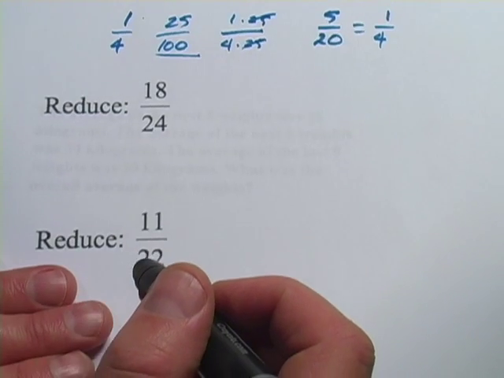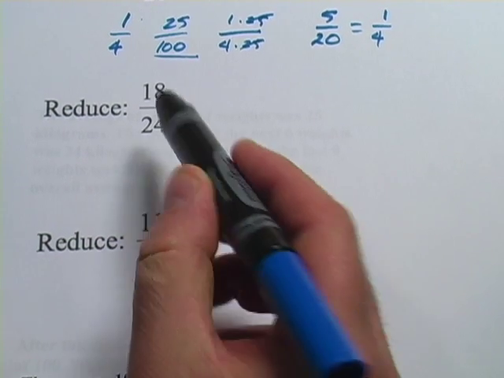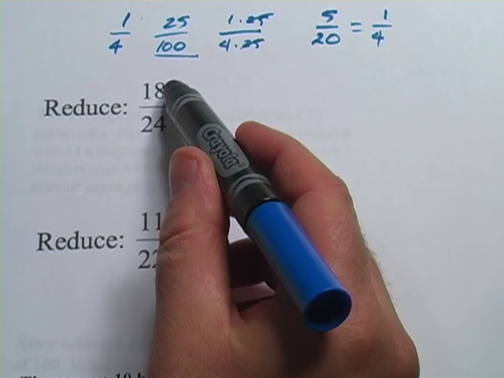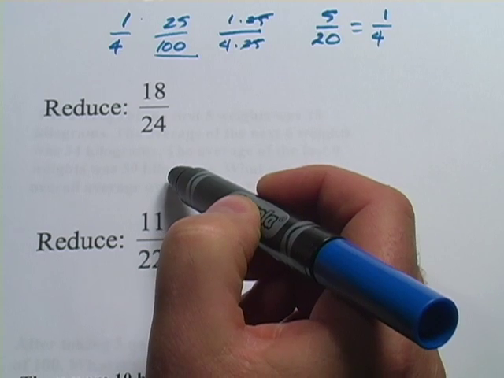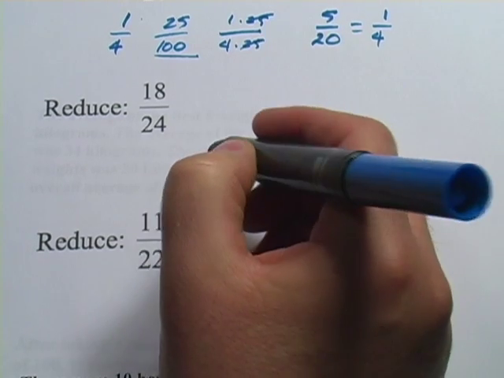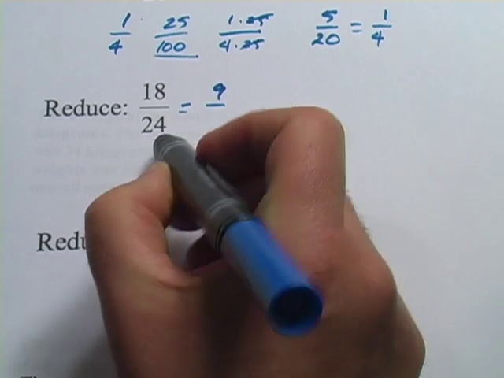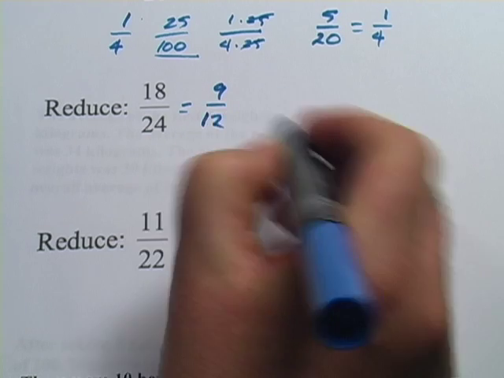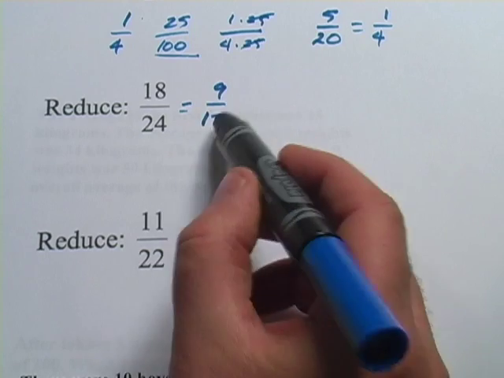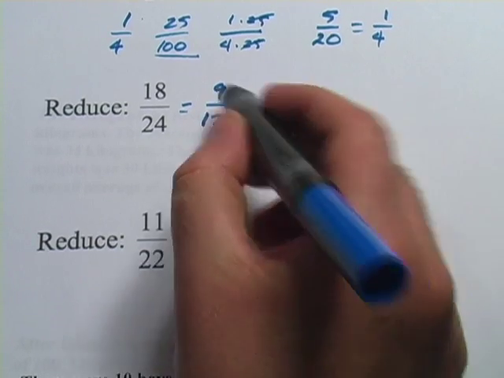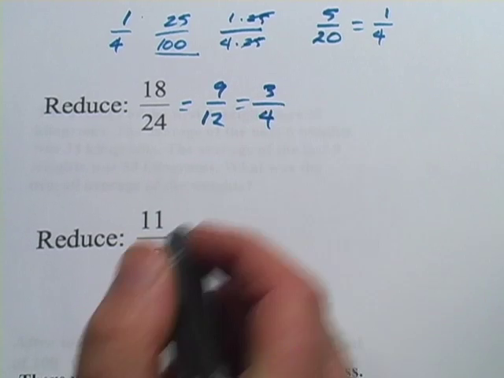Let's try a slightly harder one. 18 over 24, 18/24. One way to do this is dividing the top and the bottom by the same number. When you see even numbers on both, you know you can divide by 2. And you might want to start there and see where it takes you. So let's try that. 18 divided by 2 would be 9, and 24 divided by 2 would be 12. And then I would ask myself, what could both of these be divided by now? And I think, 3. So I'll divide both by 3. 9 divided by 3 is 3. 12 divided by 3 is 4. And I get 3/4.